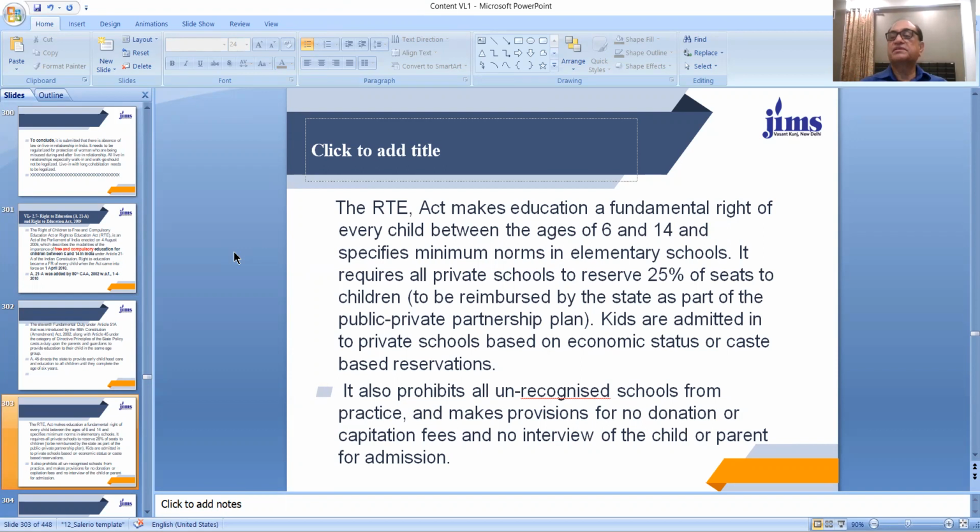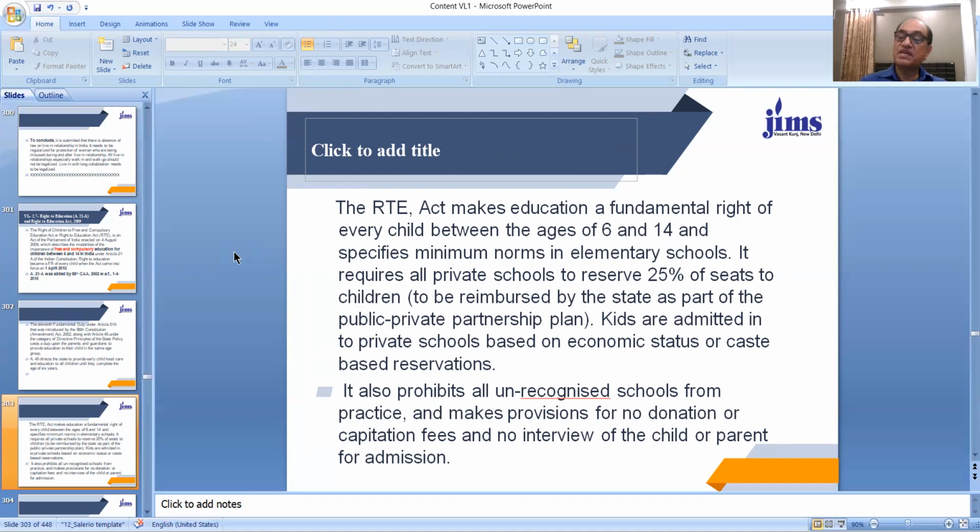No interview of the child. How can a small child give you an interview for admission? So indirectly, the schools started taking interviews of parents before admission of their child in a particular school.